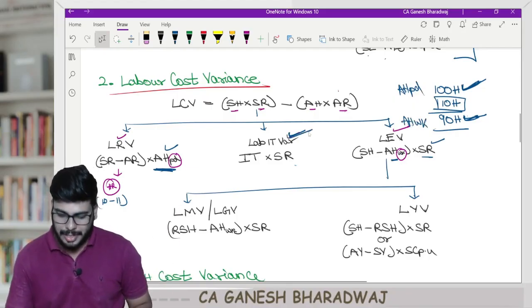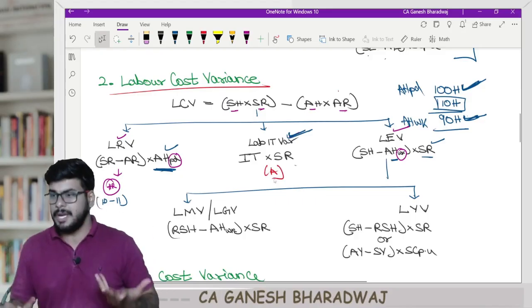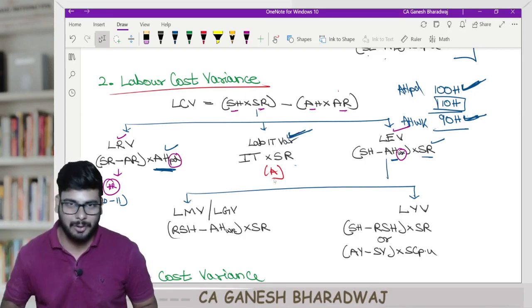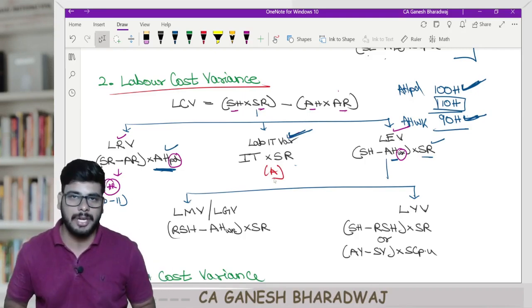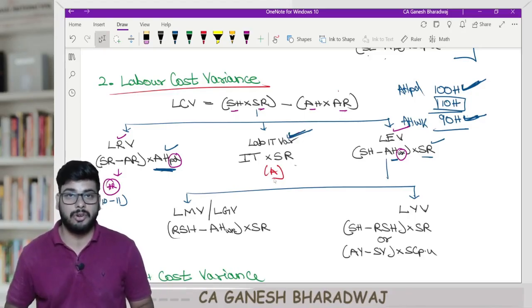Now that also gets tracked, and this is always an adverse variance. It can only be adverse. It is a waste of money. I am paying them, but it's a benefit lost. I told you, right? It's a benefit loss. I am paying the money, but I do not get any benefit out of it. Are you clear with this? These are the three variances under labor cost variances.